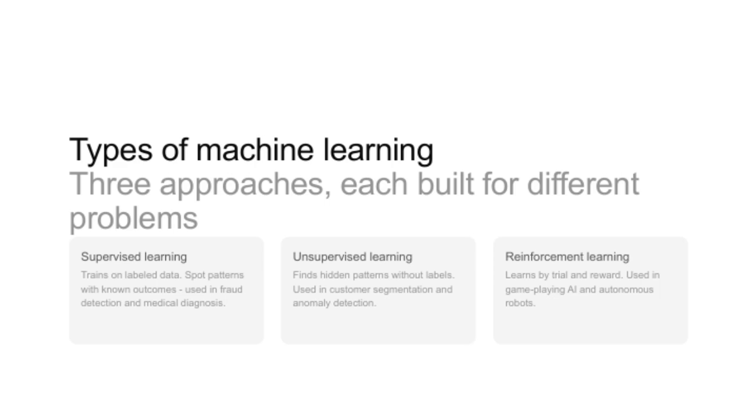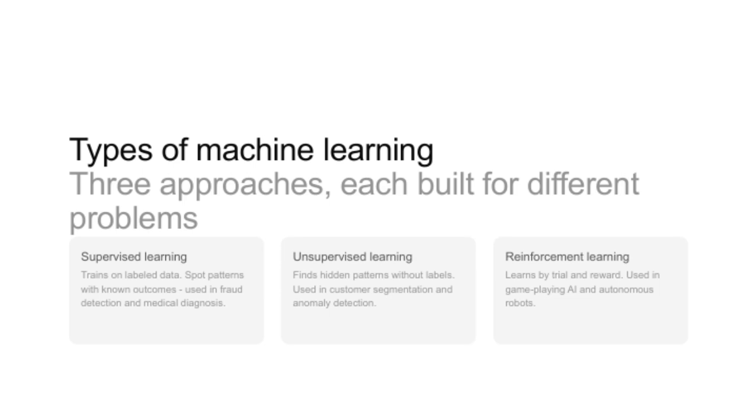Next is unsupervised learning, which is all about finding hidden patterns without any labeled data. It's very useful for tasks like customer segmentation, where understanding groups within data is key, or anomaly detection, which helps identify unusual patterns that might indicate issues or fraud.